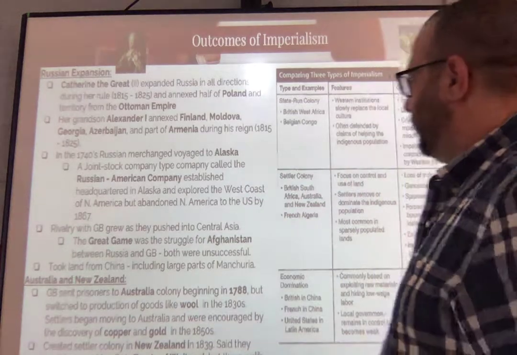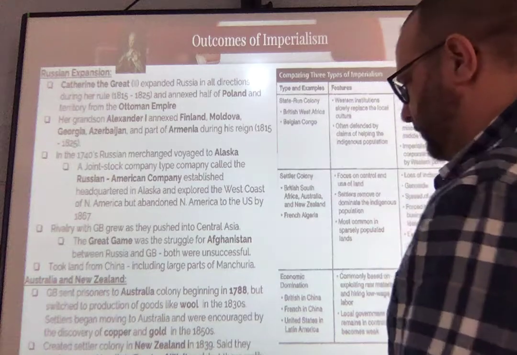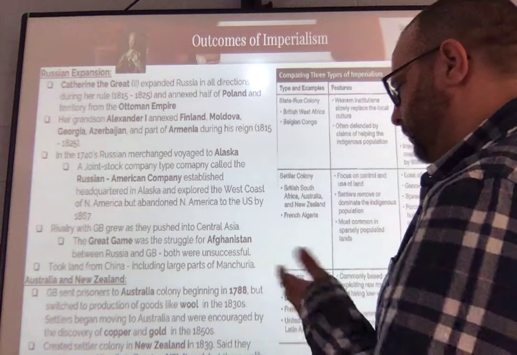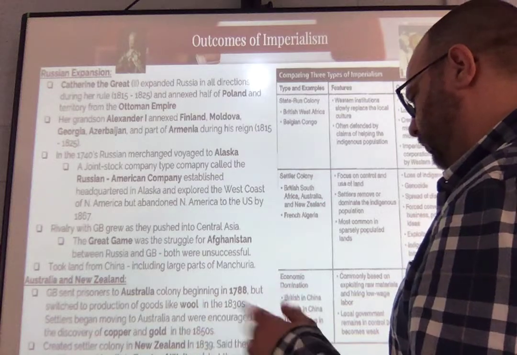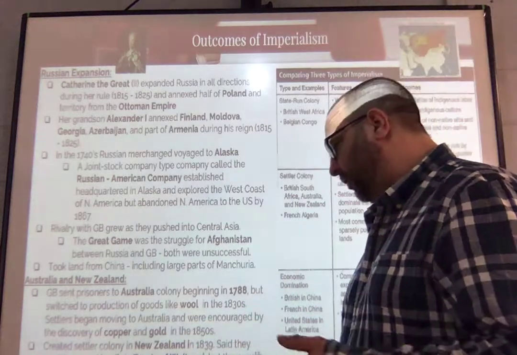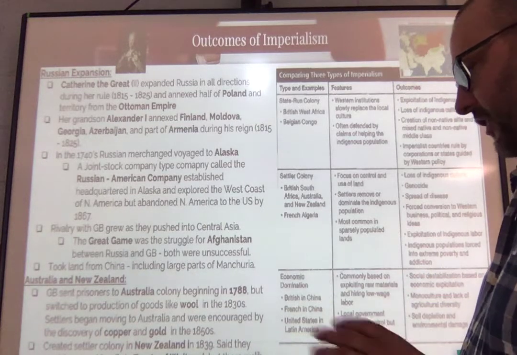And then our friends in Australia and New Zealand. Great Britain sends prisoners to Australia. That's the whole reason they had Australia as a colony. It was a prison colony. But they switched to production of goods like wool in the 1830s. Settlers started moving to Australia and were encouraged by the discovery of copper and gold in the 1850s. And they created what are called settler colonies in New Zealand.